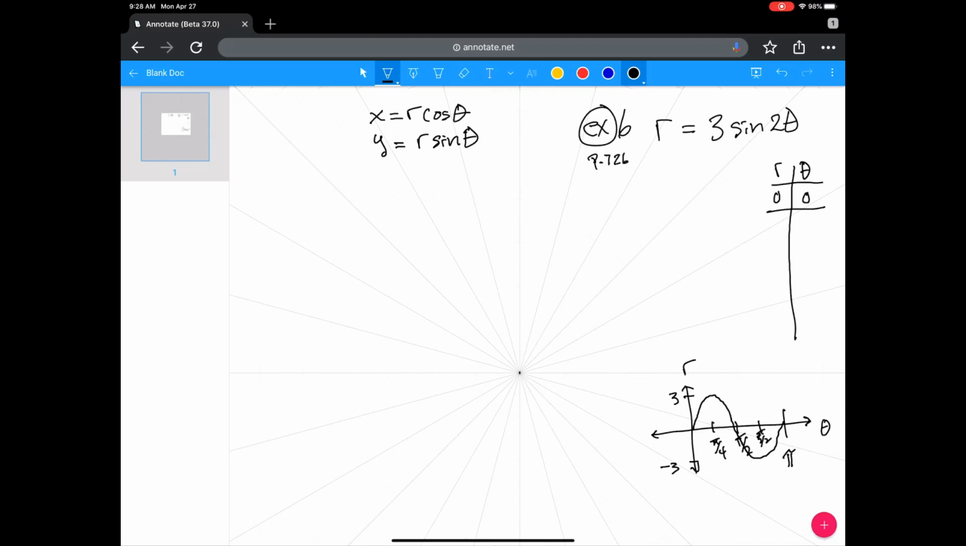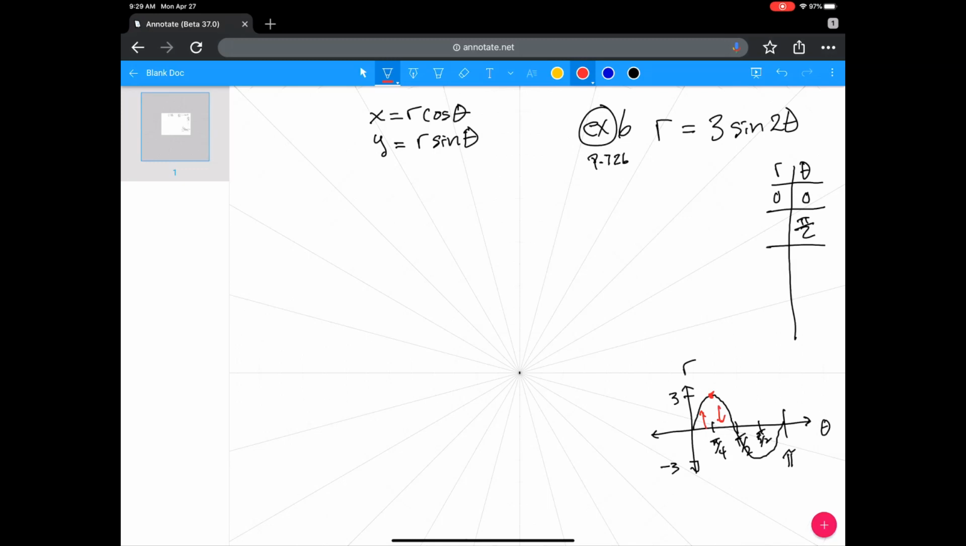So for example, as I go from 0 to pi over 2 in my angle, we can see that the r value is going to go initially up to a value of 3 at the peak here. It's going to go up to 3, and then it's going to go back down to 0.